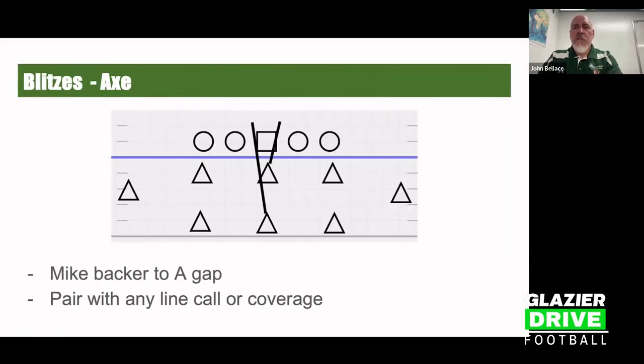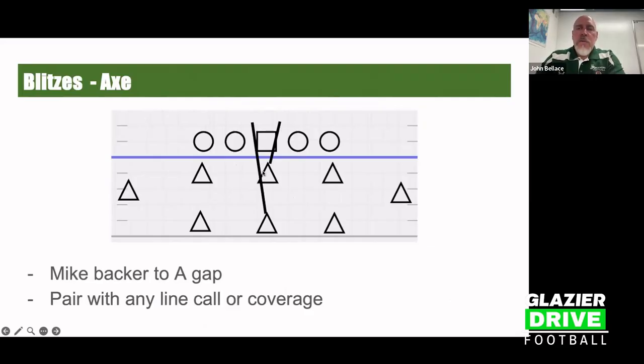All right, get into our blitzes. First one is Axe. Axe got its name because it's an A gap blitz. So the Mike backer is going to A gap. We could call this Axe strong, Axe weak, Axe two, Axe away, however you want to call it. The call is for the linebacker. So if we say Axe weak and that's left, he's going weak side, nose guard's going opposite.